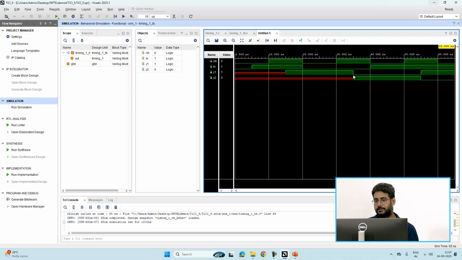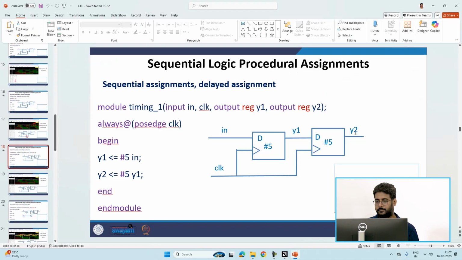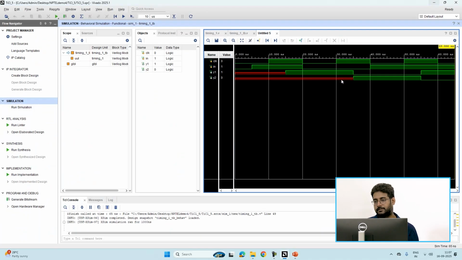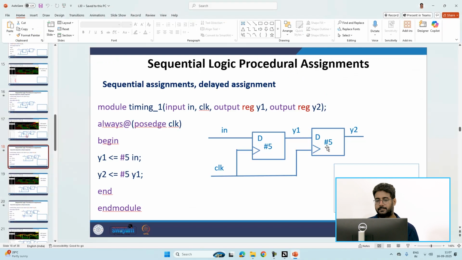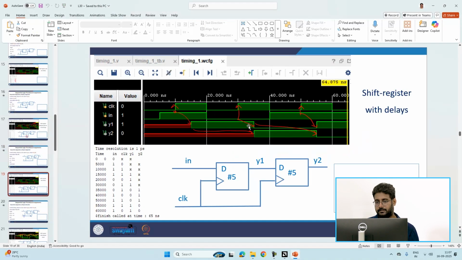Now this value, as you can see here, this y1 would come to y2 after #5. So here #5 means the delay, and this input came here. It's a shift register with delay. Okay. Now we will move on to the next example.